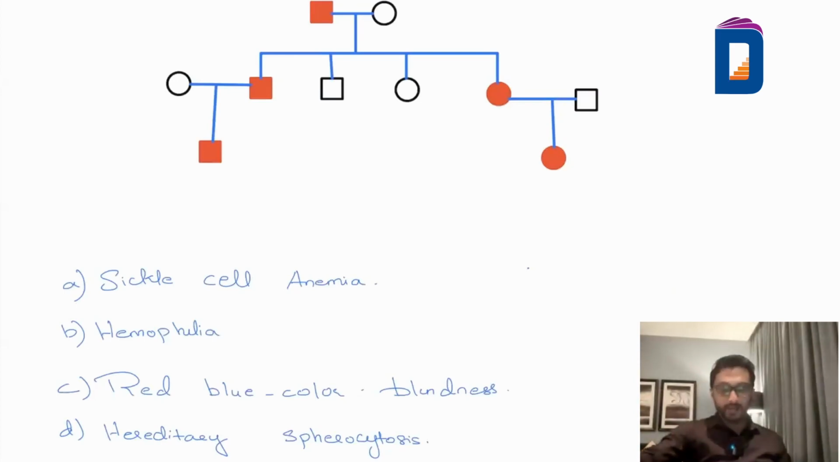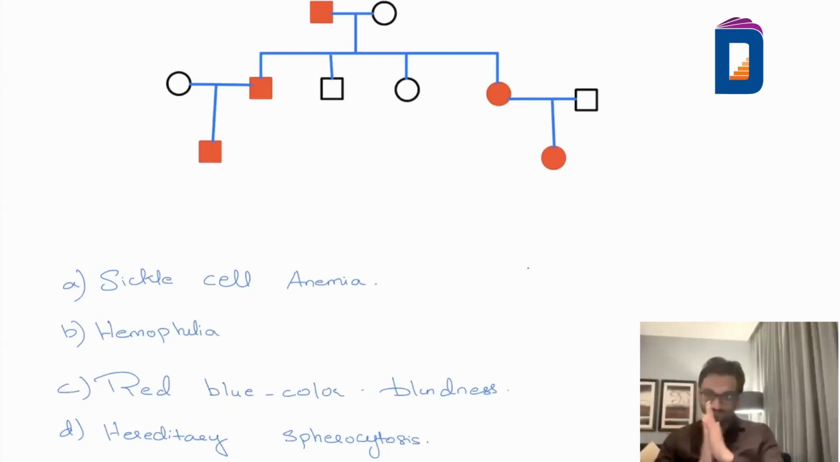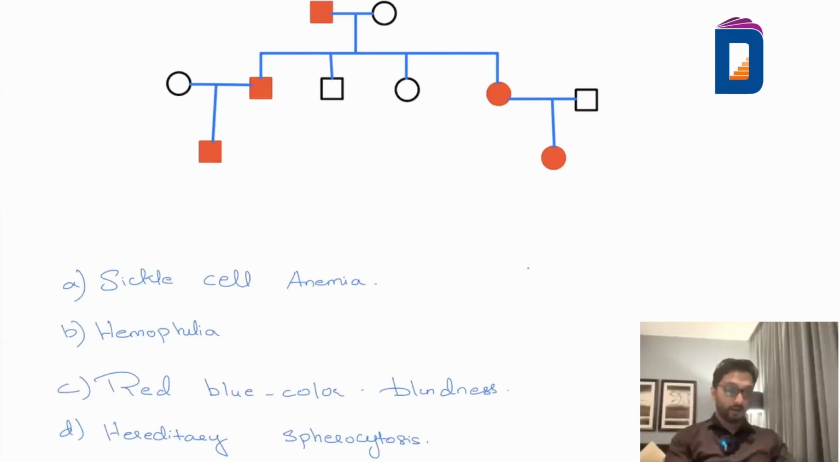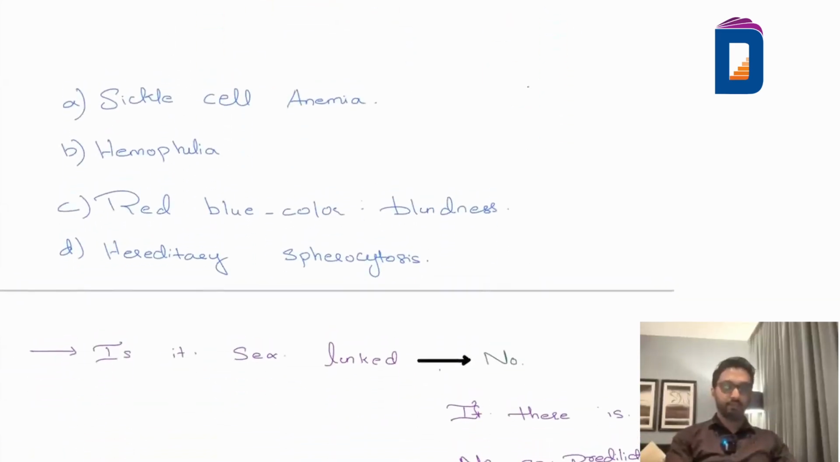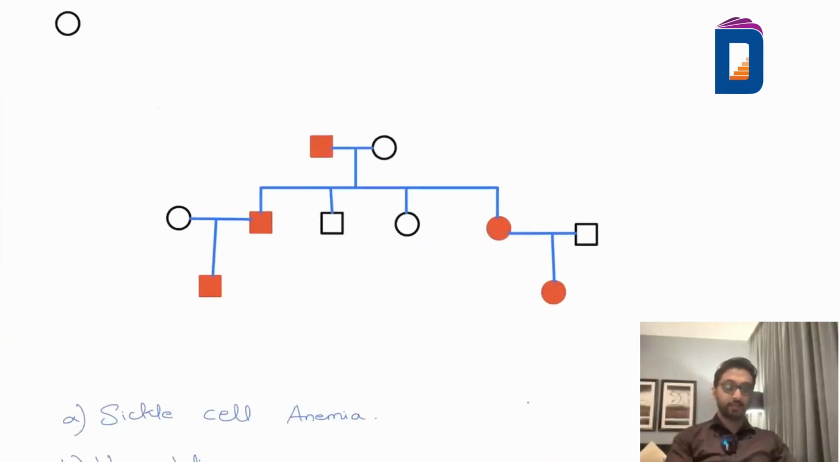A little complicated question. Autosomal dominant. Give me the answer. What's the answer? Hereditary spherocytosis, sir, D. Yes. Let's see. So what disorder is it? First thing is what? Is it mitochondrial? No. Is it sex-linked? The answer is no.